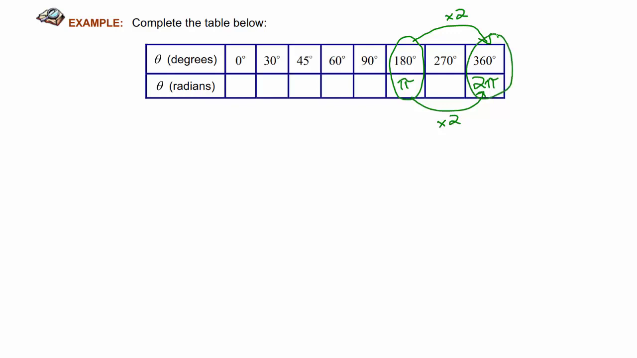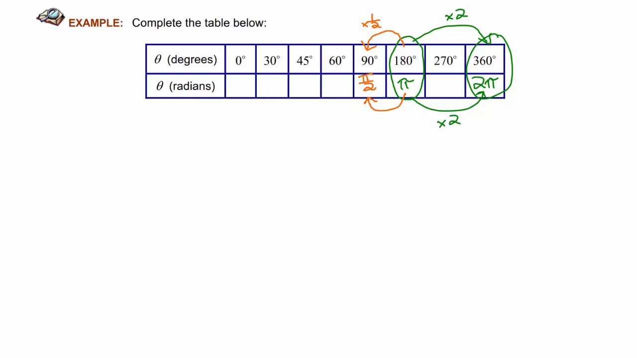With any of the other relationships, we can do a similar proportionality kind of game. For example, since half of 180 degrees is 90 degrees, we could just take half of pi and get pi over 2 to recognize that 90 degrees equals pi over 2 radians. And this kind of pattern can be followed throughout.